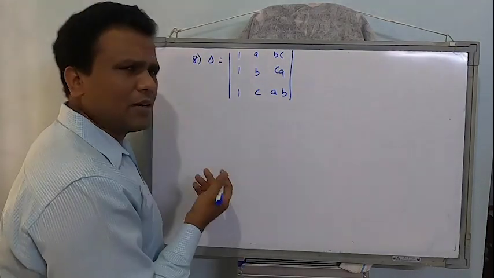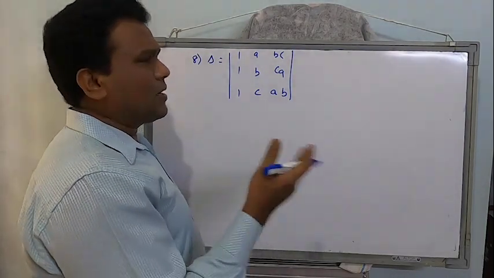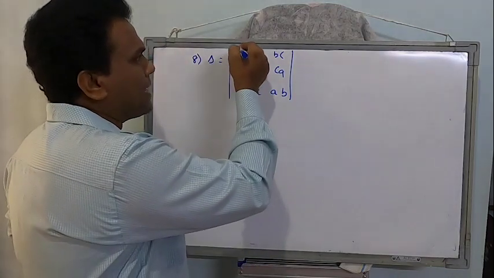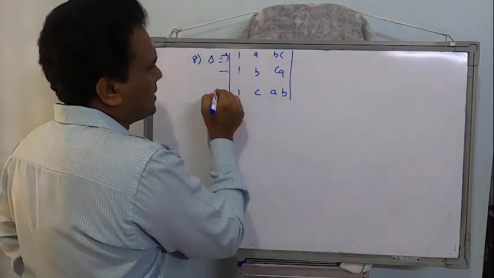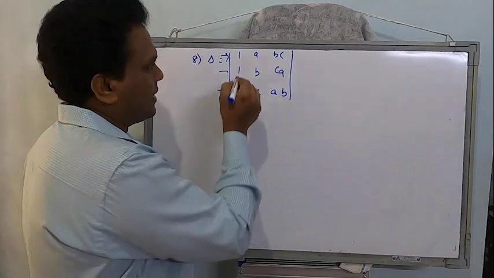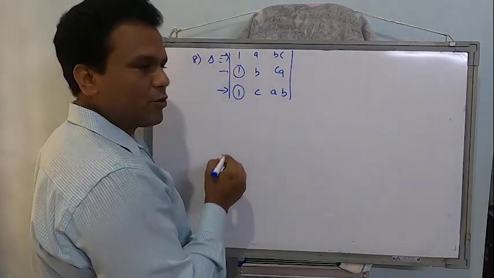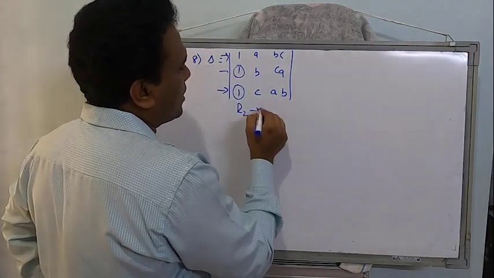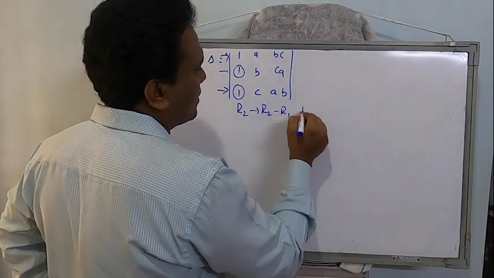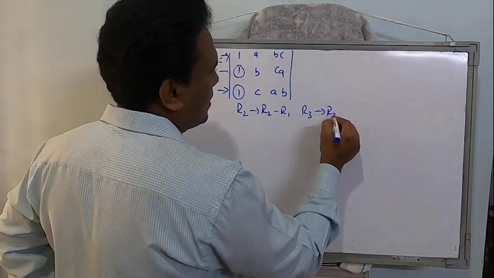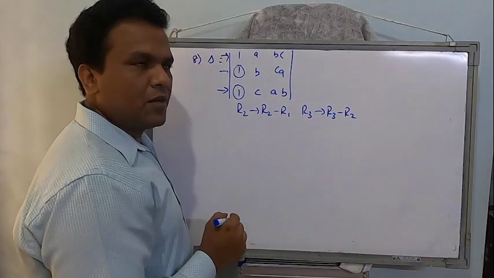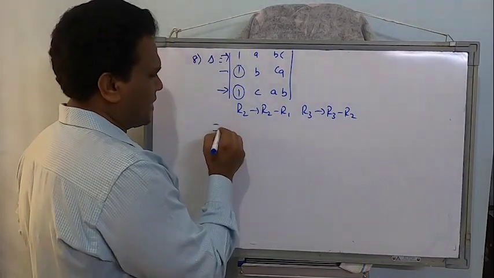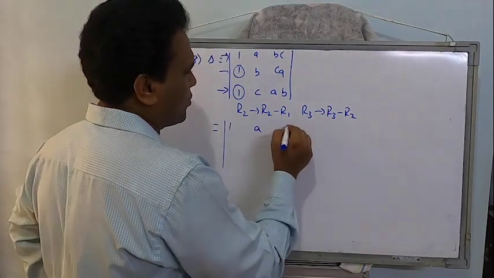Let's come back to this. Evaluate, nothing else is mentioned, so evaluate and get the answer. As you notice, 1, 1, 1 are the leading elements of R1, R2, R3. So I will make two of these elements 0. An operation for R2 will be R2 minus R1, and R3 will be R3 minus R2. With R1 also you can go, not an issue. I have told you plenty of times not to worry.